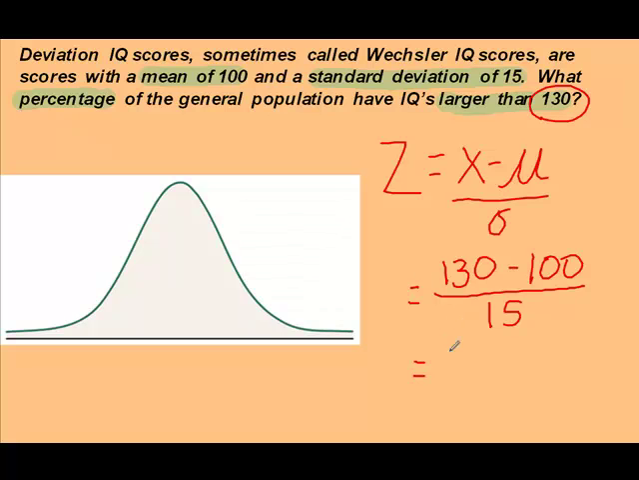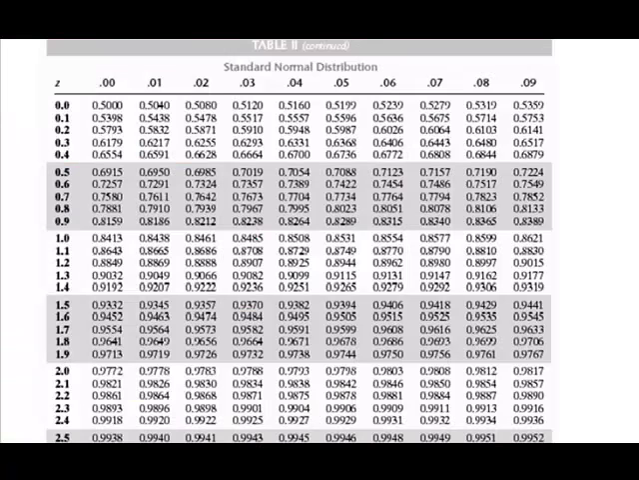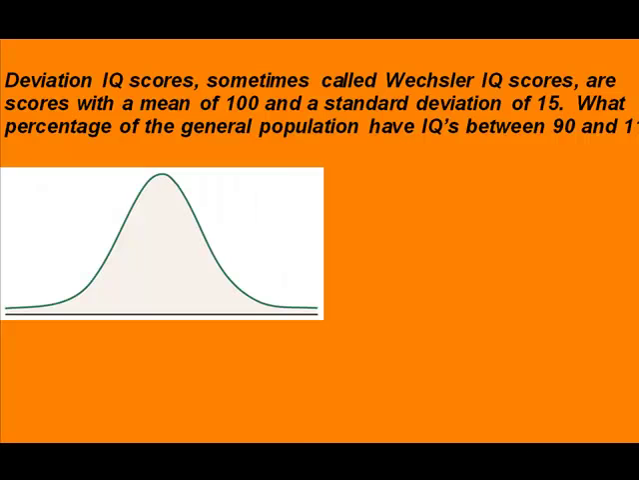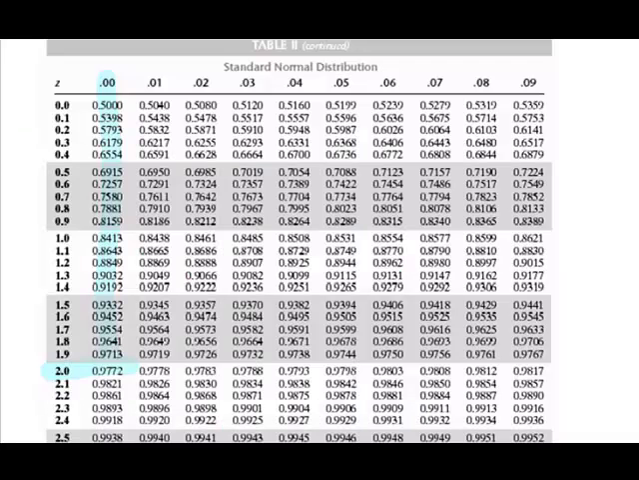We can do that. I'm looking for a z-score of 2. So go find that on the chart, and that'll tell us the probability. The z-score is 2.0. 0.9772.